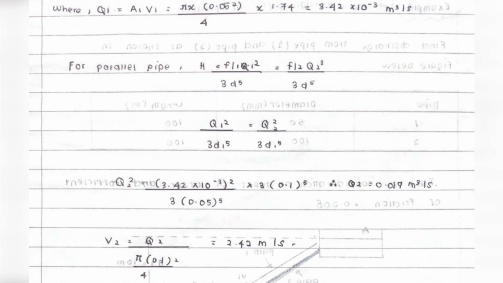0.019 meter cube per second. V2 equals Q2 divided by A. So the working is pi times 0.1 squared divided by 4, and the answer is 2.42 meter per second.